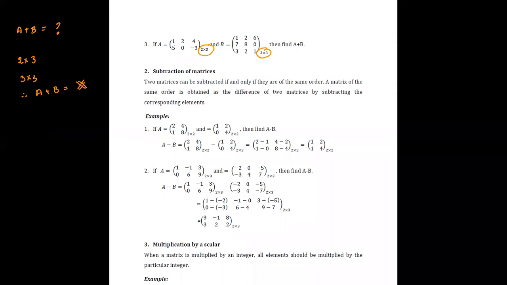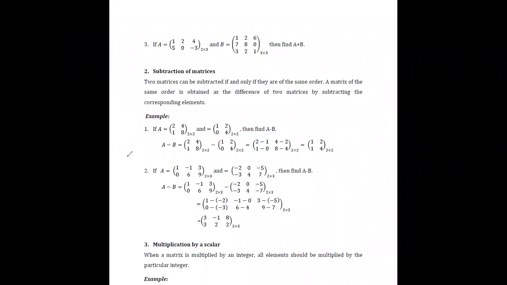And now we will focus on the subtraction of matrices. If you see the next part on subtraction of matrices, two matrices can be subtracted if and only if they are of the same order. A matrix of the same order is obtained as the difference of two matrices by subtracting the corresponding elements. It is quite the same as matrix addition. The only difference is that instead of addition, we have to perform subtraction.